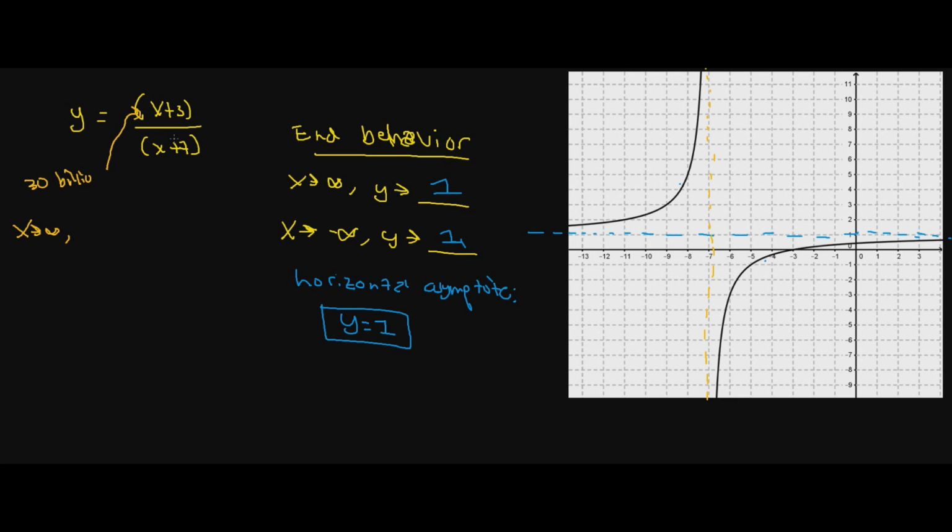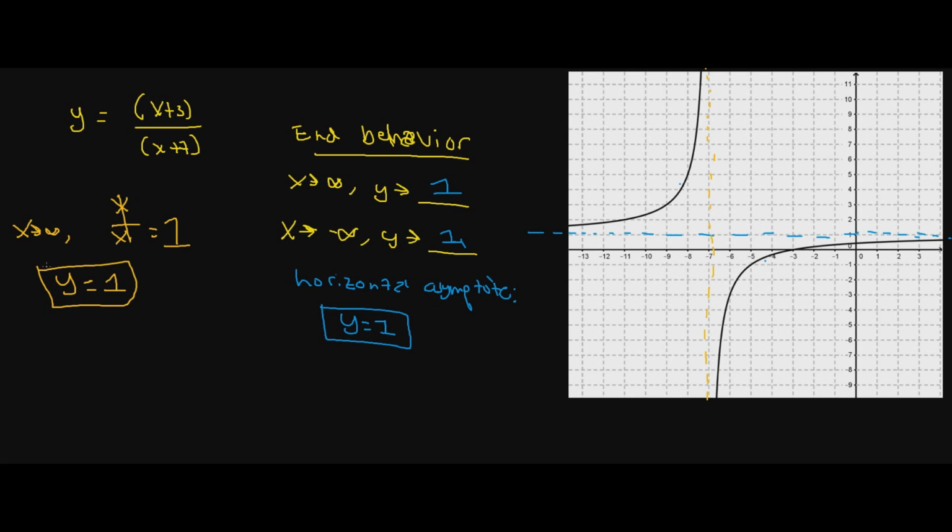So when we're looking for horizontal asymptotes, we're plugging in such big numbers that the plus 3 and plus 7 become insignificant. So we just focus on the degree, the highest number of x's on the numerator and denominator. So this is the same thing as x divided by x, and x divided by x cancels out to just give you 1. This is why our horizontal asymptote is at y equals 1.